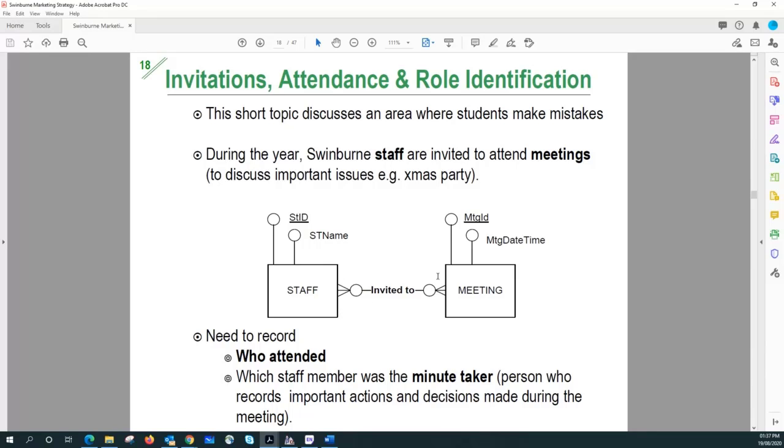So obviously we have a many-to-many relationship here. What they want is to record the attendance, and also to record who is the minute taker of the particular meeting. A minute taker is the person who records the important actions and decisions made during the meeting. So how do you record these two things in an ERD diagram?